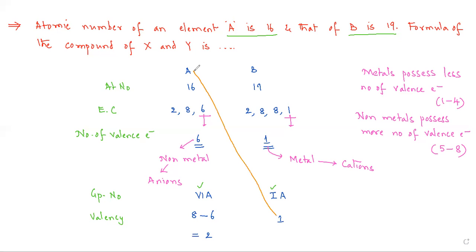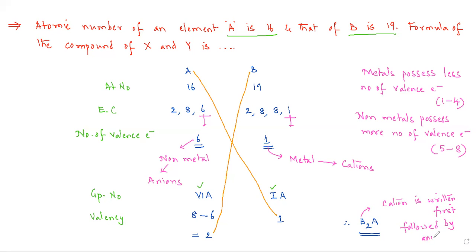Right. Now coming to the last step. Criss-cross method. But you know, while writing the formula, you need to be a little cautious. It is because the cation is generally written first and the anion just follows it. So it has to be B2A. Remember, it cannot be A1B2 or AB. It has to be B2A. So this is very important. Remember, cation is written first, followed by anion. Got it? So that is a different model again. This way, we can go for different varieties.